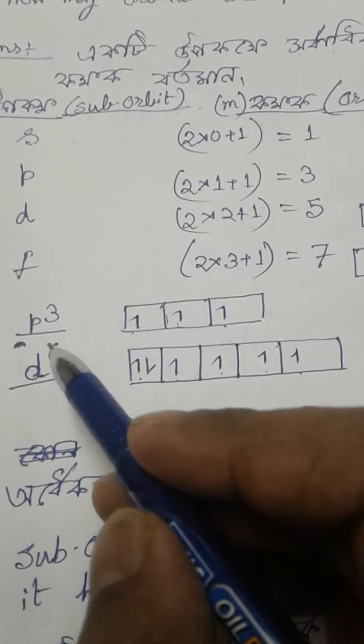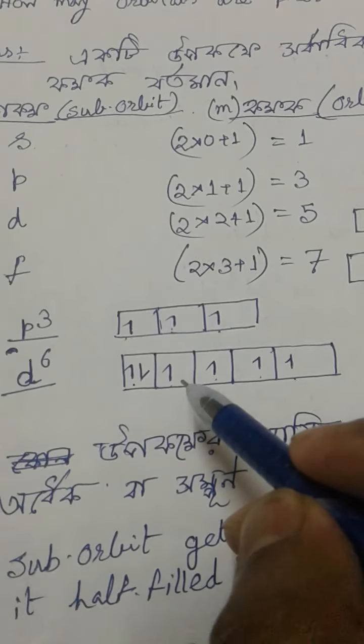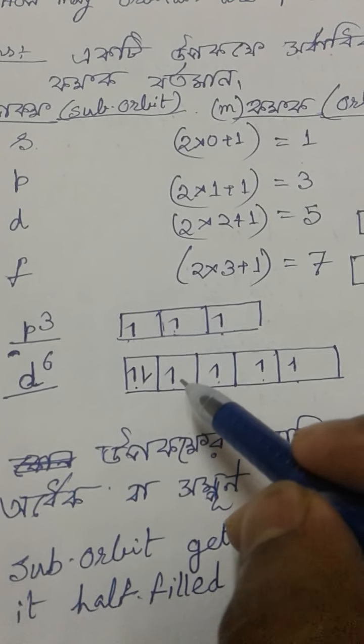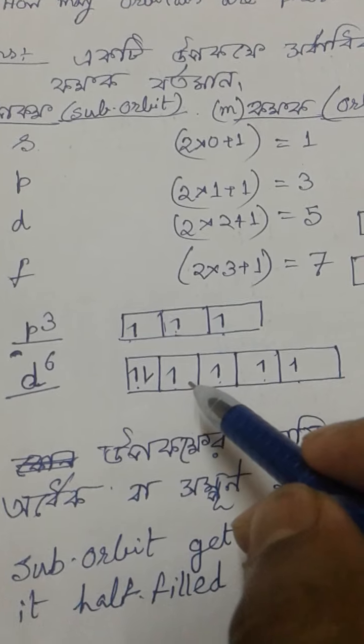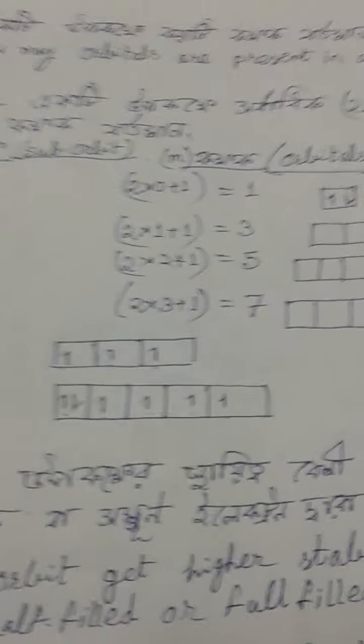And if I have another electron, then it fills up in the second box, and it must be in the downward direction.